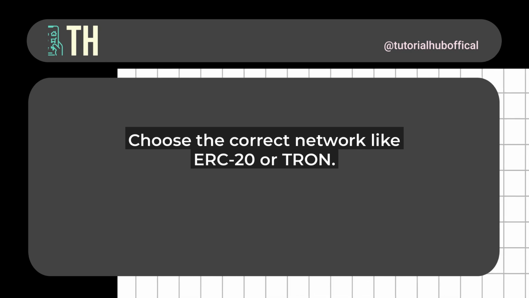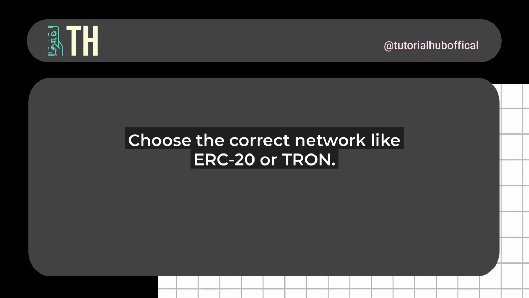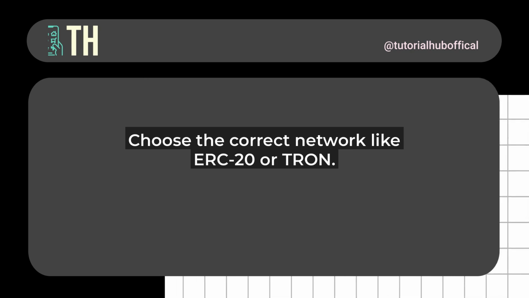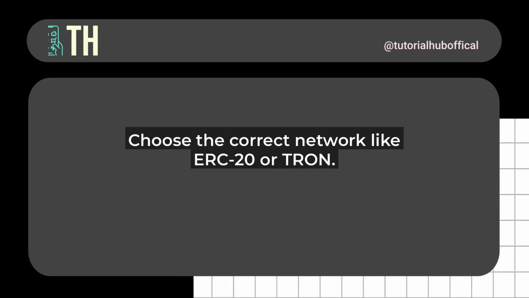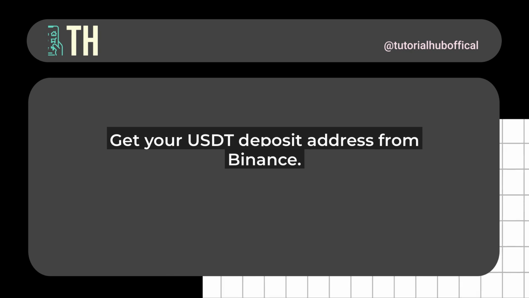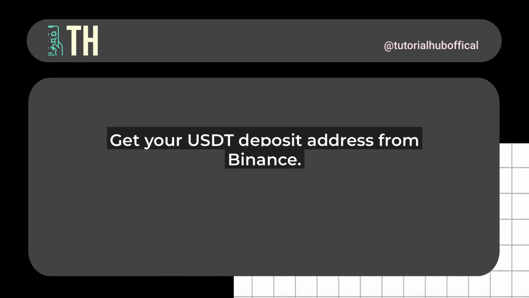Next, you'll need to choose the right network for the transfer. USDT can be on networks like Ethereum, ERC20, or Tron, so double-check which one your USDT is on in Coinbase. It's crucial to match this with Binance to avoid any lost funds. Always verify to prevent errors.